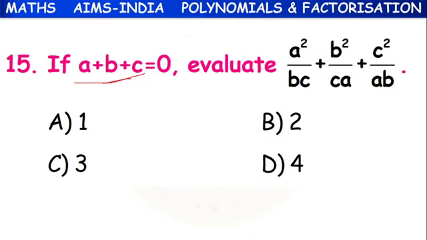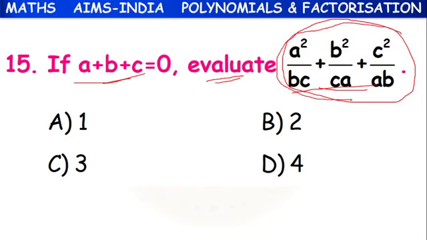Next. If a plus b plus c equal to 0, evaluate this. I think we have already done this problem, but otherwise let's solve this. Equal to 0, they are telling. So BC, CA, AB. LCM is ABC.